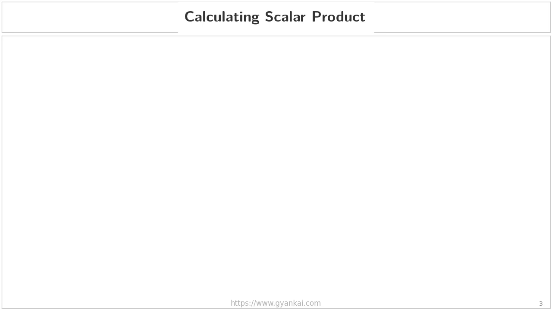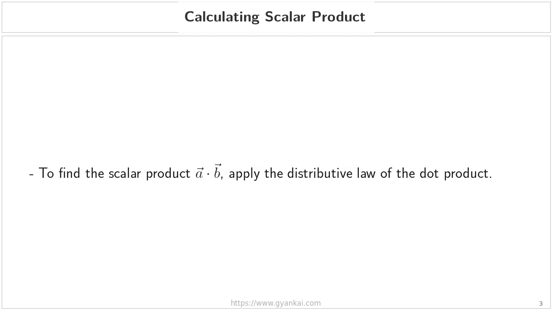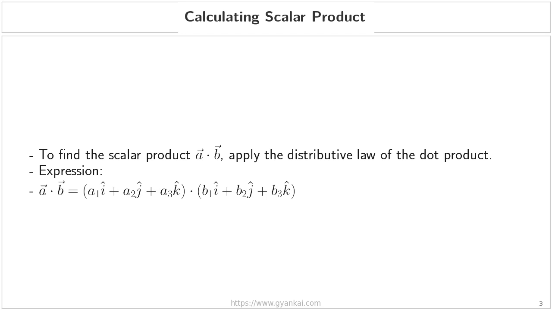Calculating scalar product. To find the scalar product of vector A dot vector B, we are going to apply the distributive law. If you remember from your algebra lessons, this is the same principle used when multiplying out two binomials, like FOIL. Let's write out the full expression. We start with vector A, which is a1 i hat plus a2 j hat plus a3 k hat, and we dot this with vector B, which is b1 i hat plus b2 j hat plus b3 k hat.